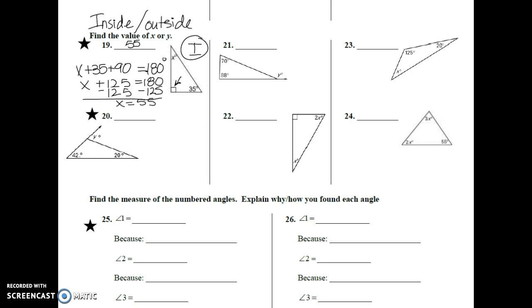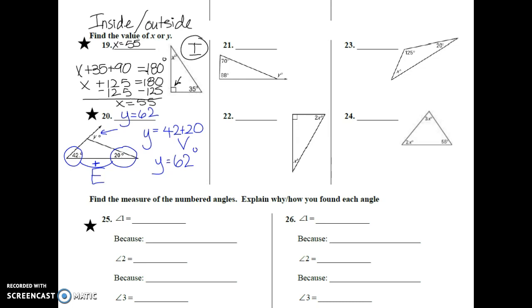And we get 55 degrees for that angle. For question number 20, we notice that these angles have this exterior angle out here, and the exterior angle theorem said that that exterior angle is equal to the sum of the measure of the 2 remote interior angles. That means we add these 2 guys together and it will equal that outside angle. So we simply just need to do 42 plus 20. So y is equal to 62 degrees.